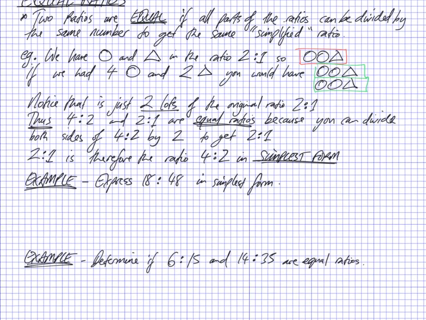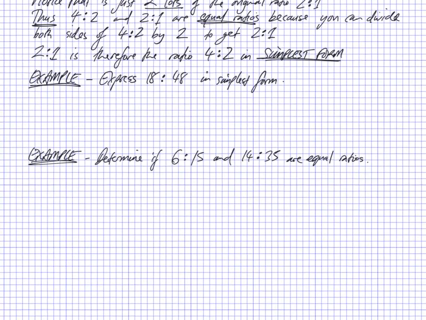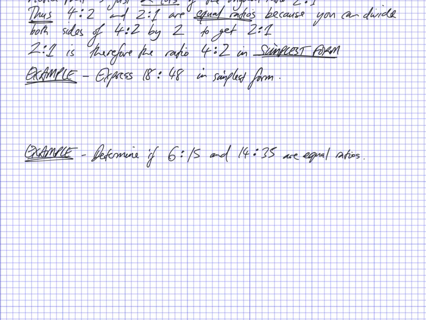So the first thing we're going to do is practice expressing a ratio in simplest form with 18 to 48. So you want to divide both sides by the same number and as big as possible. You could start off with dividing by 2, but have to do it a number of times, whereas here I want to try to be smart. What's the biggest number that goes into both of these?